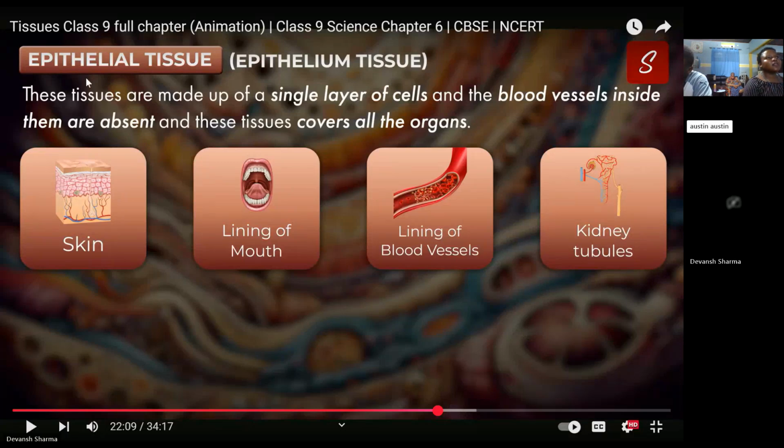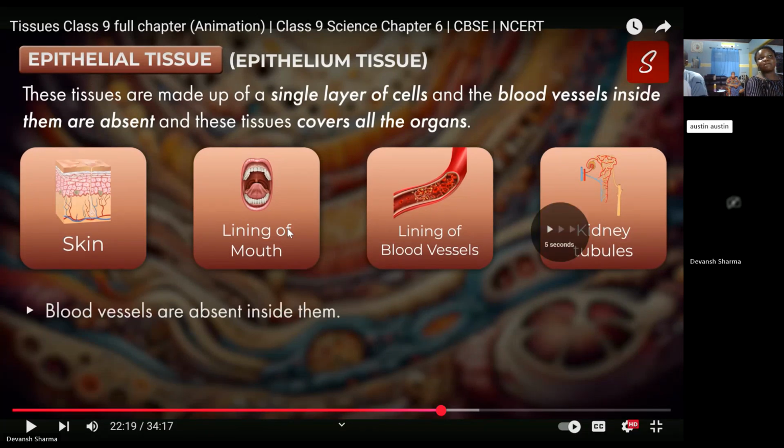The epidermis and the epithelial sound the same. It's like the outermost layer of the plant and the outermost layer of the body in animals. In animals, we use the term epithelial; in plants, we use epidermis. The meaning is the same. You understood? Yes, sir. Good.